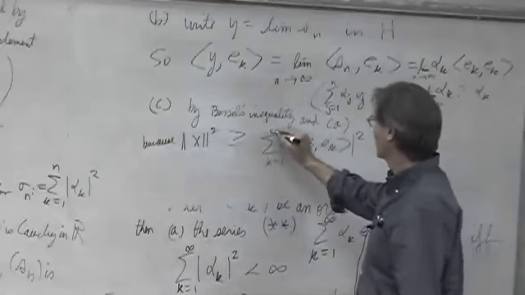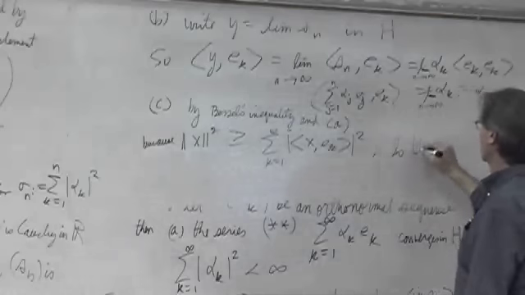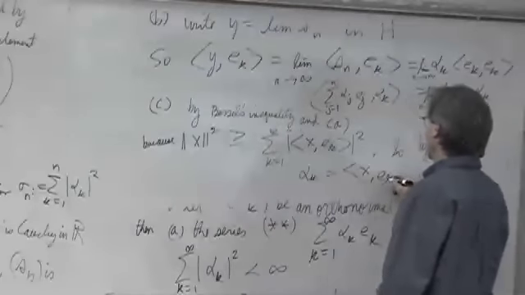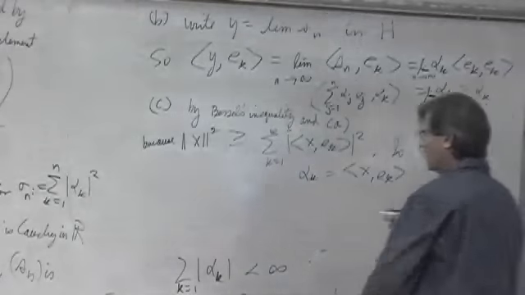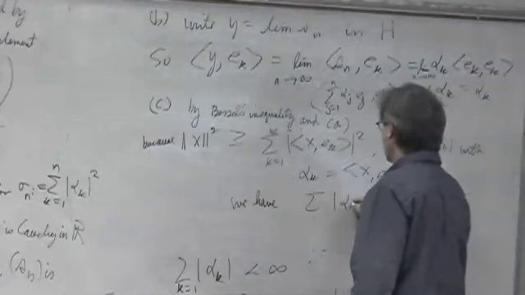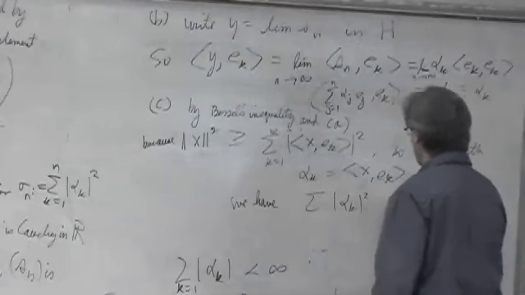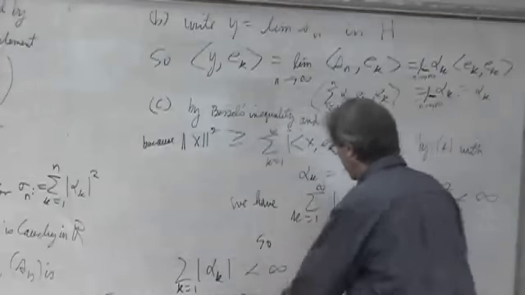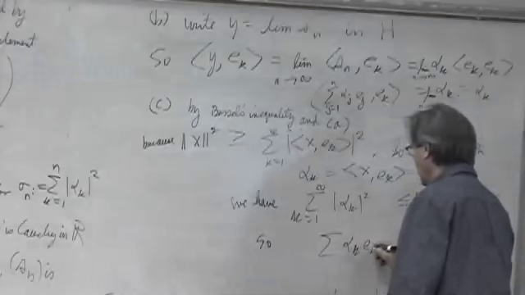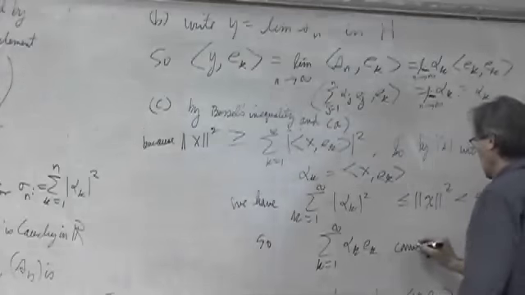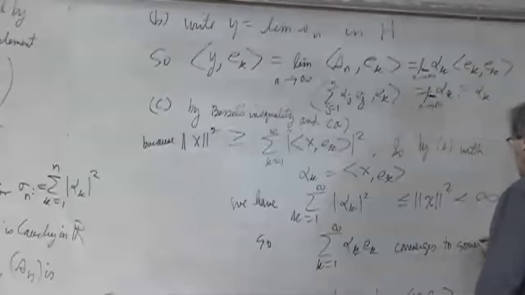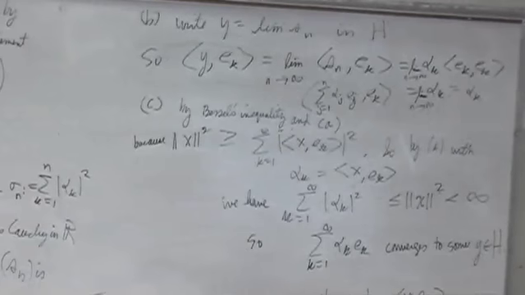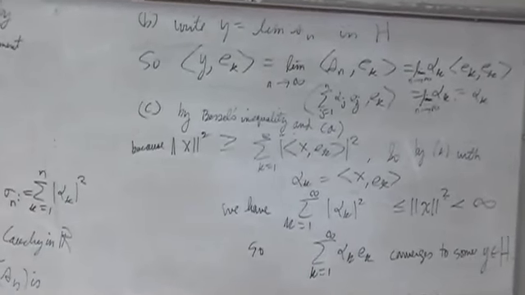So by part A, with alpha k equal to the inner product of x with ek, we have the summation of alpha k squared is finite, so summation alpha k ek, k goes from 1 to infinity, converges to some y in H. It converges in what we're thinking about in terms of L2. So I do get convergence.